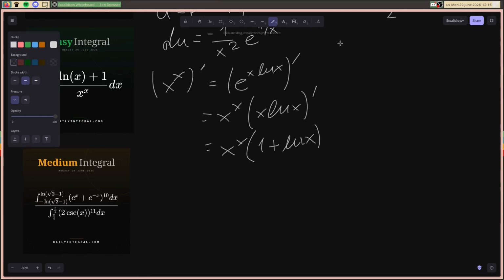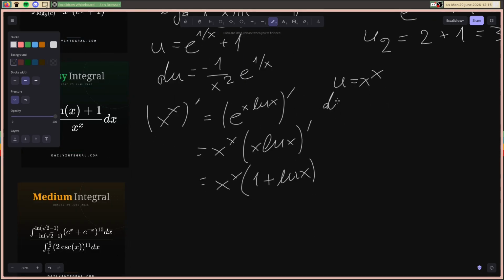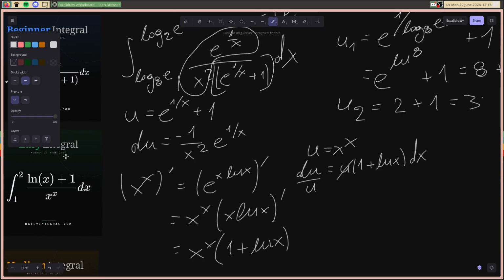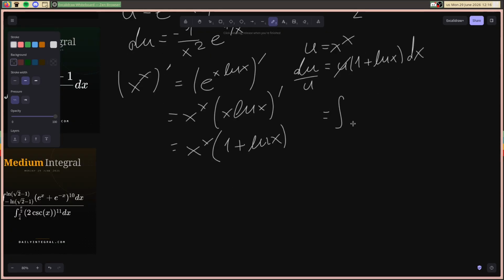So the way we're going to do it is we're going to let u equal x to the x. And then du, of course, is u times 1 plus ln x dx. So du over u is equal to 1 plus ln x dx. And by changing the bounds of integration from 1 to 2 to from 1 to 4, our integral becomes the integral from 1 to 4 of 1 over u times 1 over u du, which is minus 1 over u evaluated at 1 and 4.